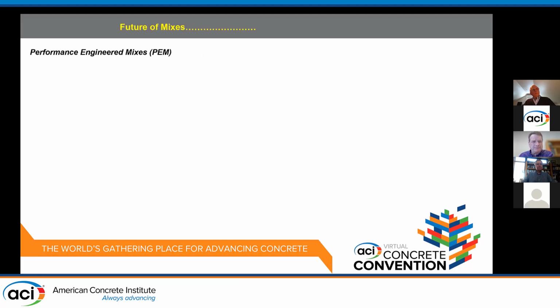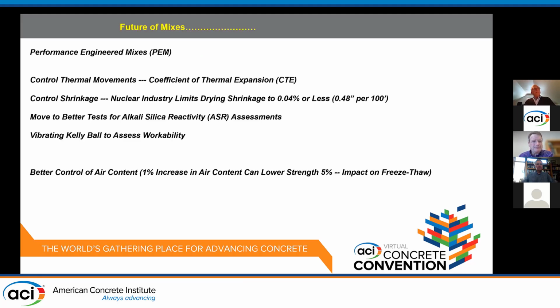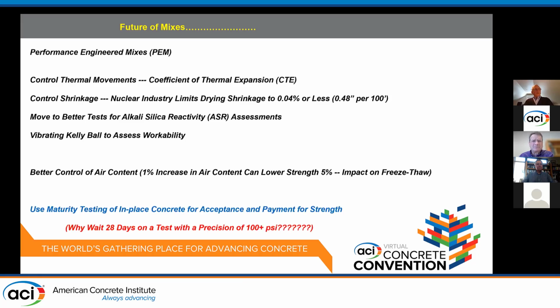So, just closing out real quickly, performance engineered mixes. I know Iowa State is beginning to look at some of those issues, controlling thermal movements. We might want to look at the nuclear industry. They require the mixes to have 0.04% drying shrinkage. That's less than a half inch per 100 lineal feet. Look at your air content. And I would propose we do away with this test we have to wait 28 days for, with 100 PSI on the precision, and go to something like maturity.